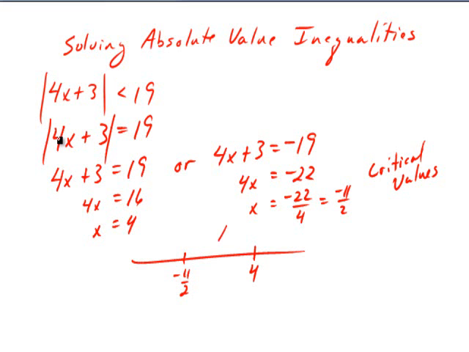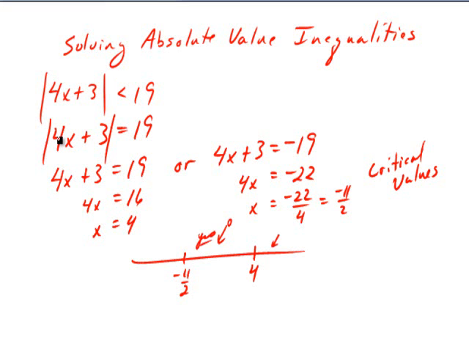For example, 0 falls in the interval between negative 11 halves and 4. I'll try 0 in the original inequality and see if it makes it true or false. If I plug 0 in for x, I get 0 plus 3, which is 3, in the absolute value, which gives me a positive 3. That is less than 19, so yes, I will shade this middle interval.